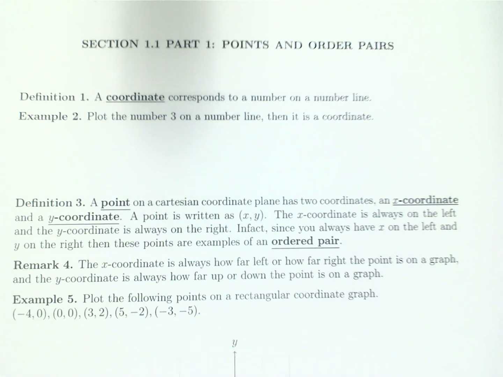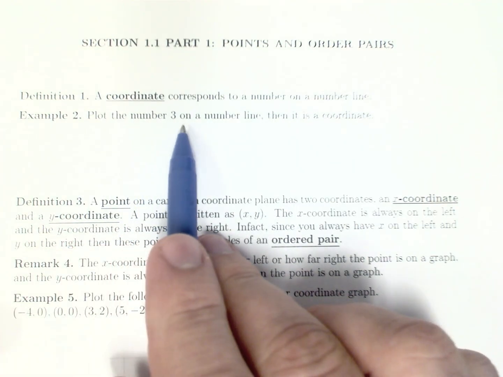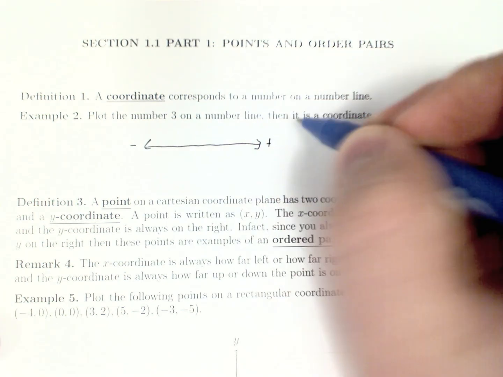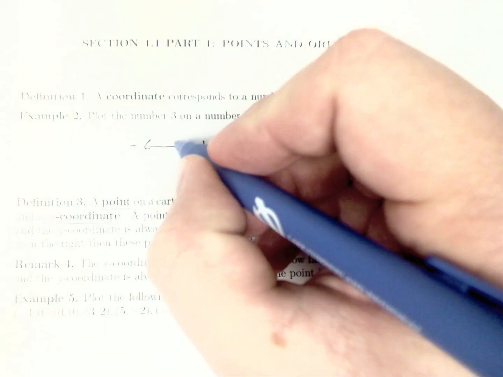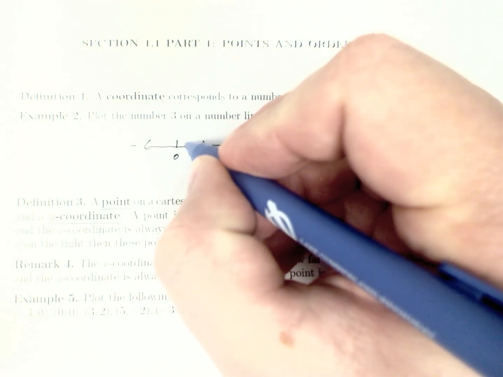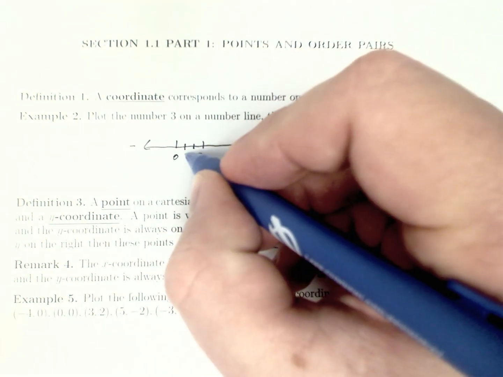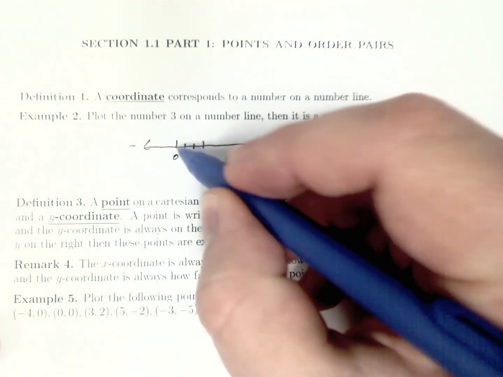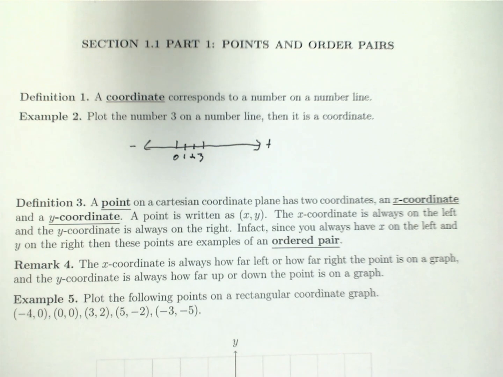Before we discuss what a point is, let's talk about what a coordinate is. A coordinate is just a number, so a coordinate corresponds to a number on a number line. What do I mean by that? Well, if it says plot the number 3 on a number line, here's the number line, always going from negative to positive. Here's 3. Sometimes you can put other numbers, like 0, 1, 2. But it corresponds to this place on the number line.